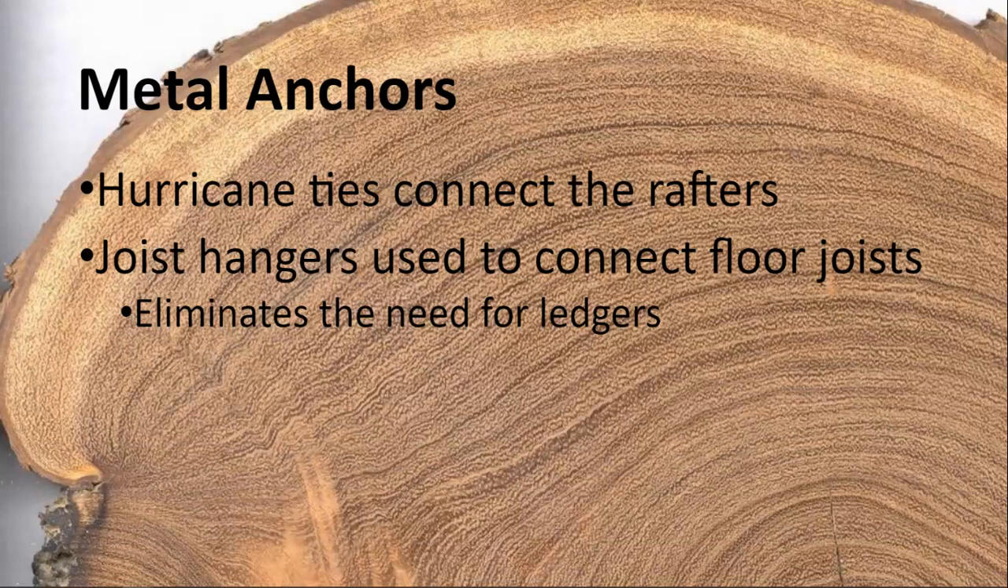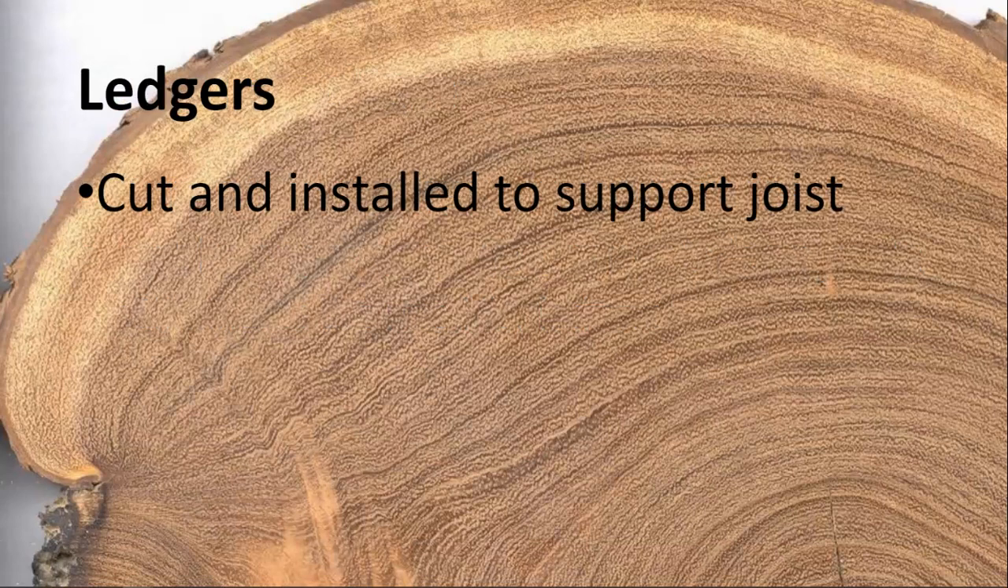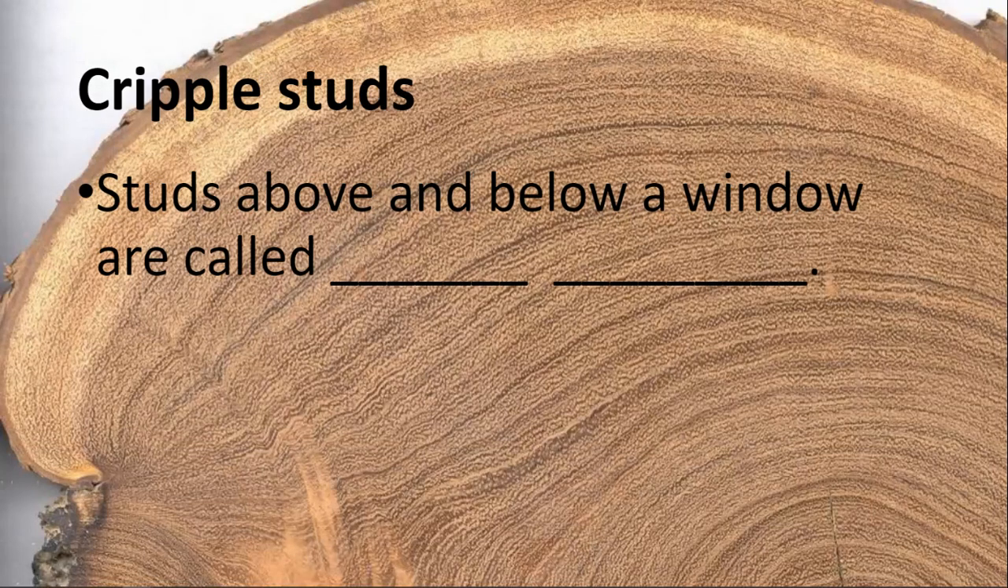And then if for some reason you didn't use a joist hanger, you have to make these things called ledgers, which is basically a piece of wood in order for that joist to sit in. And what that does is give it more support. Whenever you have a window, right, you can have studs above or below your window. They're really short. Those are called cripple studs.